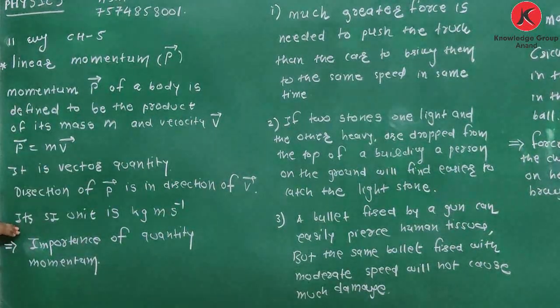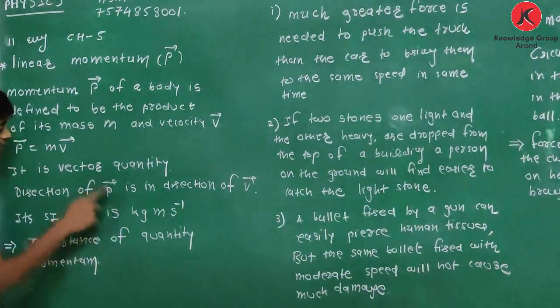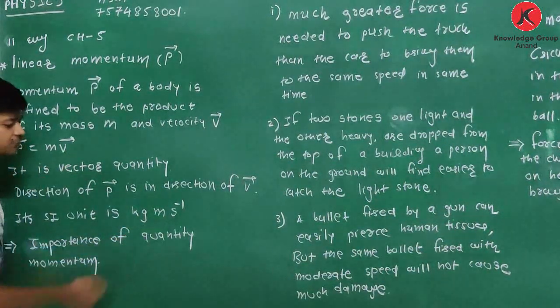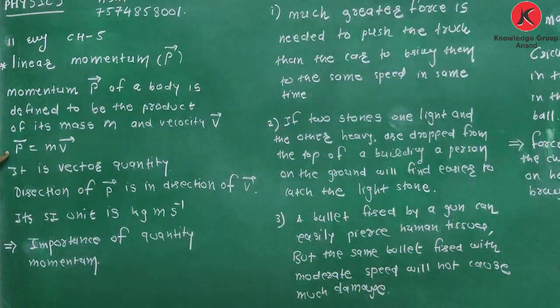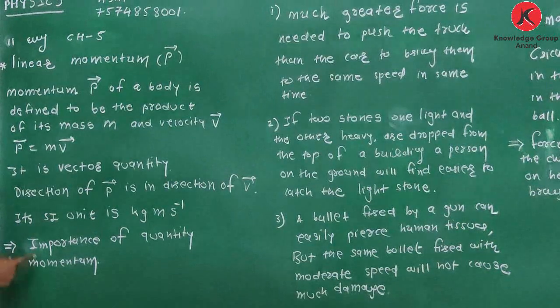Its SI unit we can write from this. What is the unit of mass? It is kg. What is the unit of velocity? It is meter per second. So what is the unit of linear momentum? It is kg meter per second.